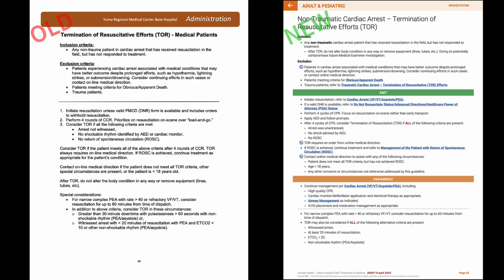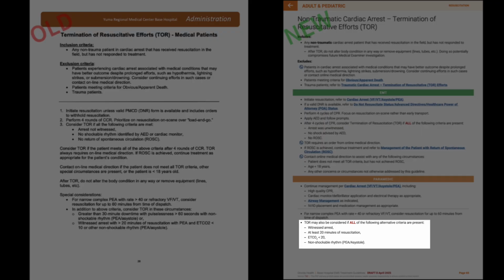The only change was a simplification to these alternate termination criteria. We just removed this item of greater than 30-minute downtime with more than 60 seconds of pulselessness and a non-shockable rhythm. It doesn't make medical sense to keep it when we have these other criteria already listed.